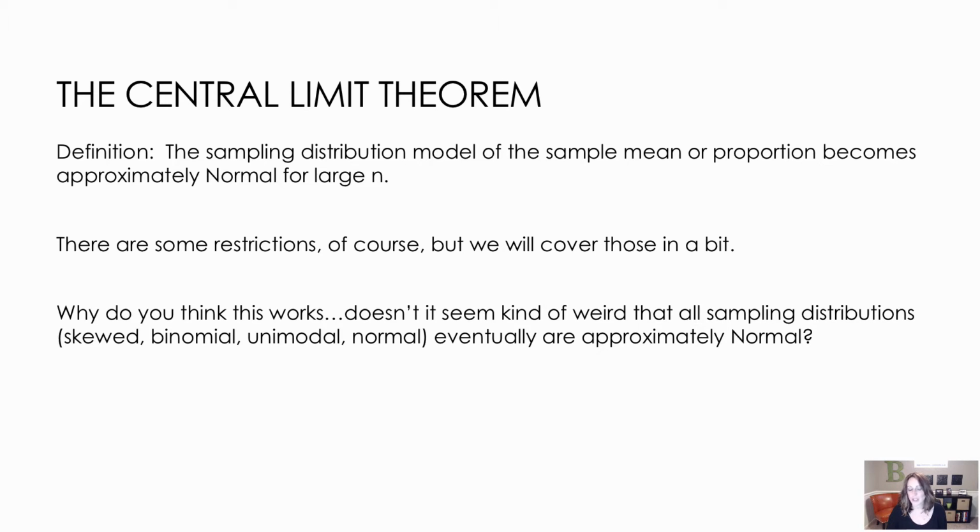So essentially what the central limit theorem tells us is that the larger the sample size, the sample mean or sample proportion, all of those samples of whatever sample size we get are approximately normal. So again, as n gets larger and larger, the sampling distribution becomes more and more normal. We will talk about those restrictions, but it's kind of crazy that if you have, say, a skewed or binomial or unimodal or whatever, everything ends up normal.